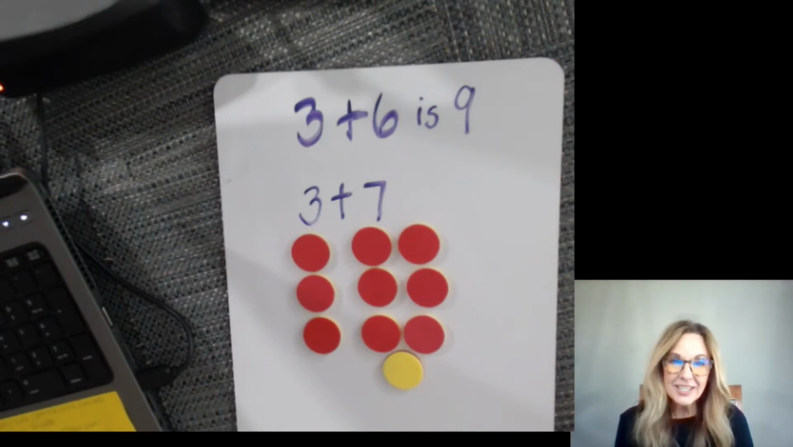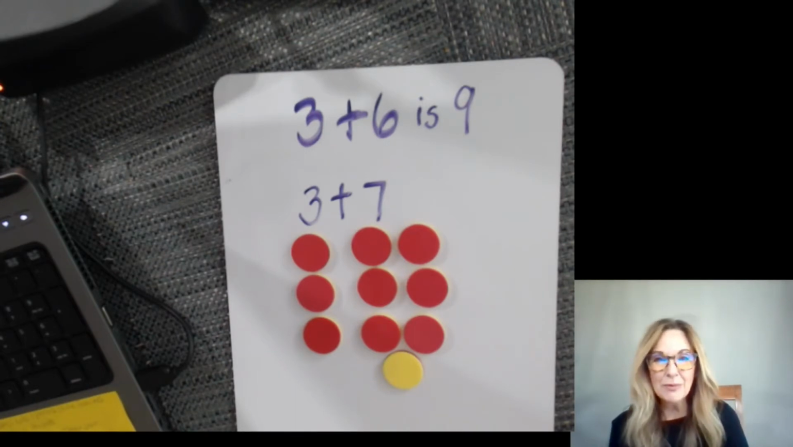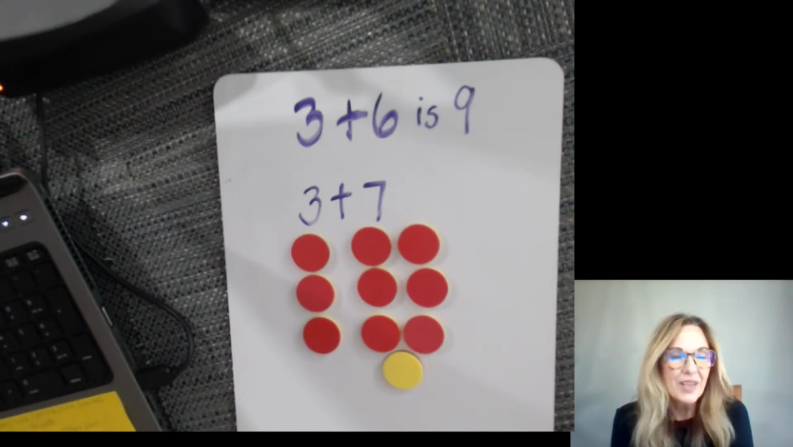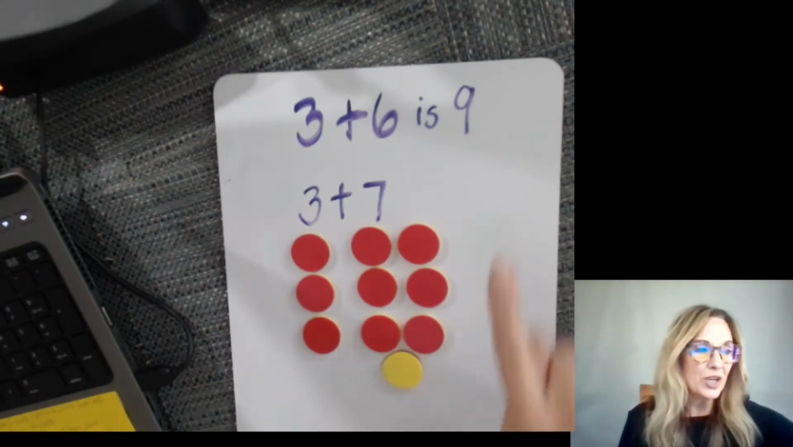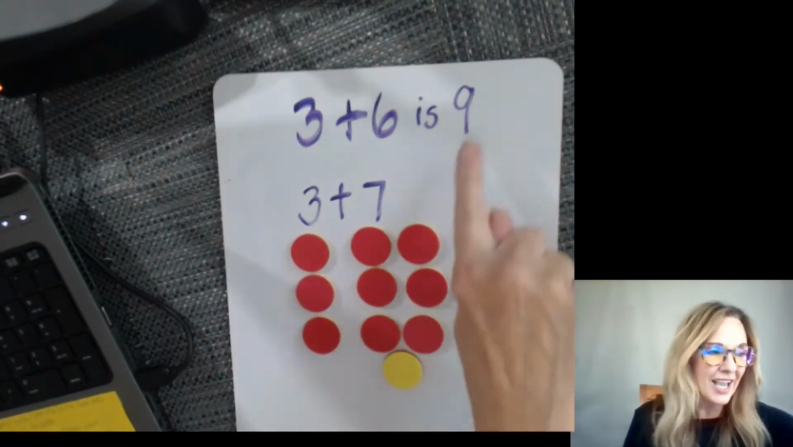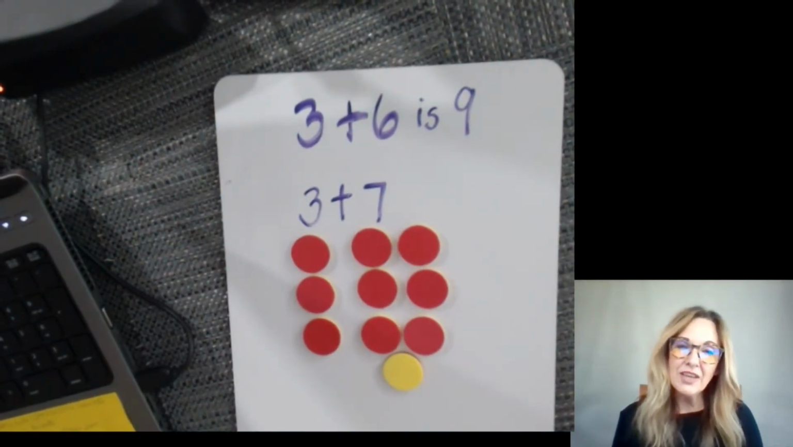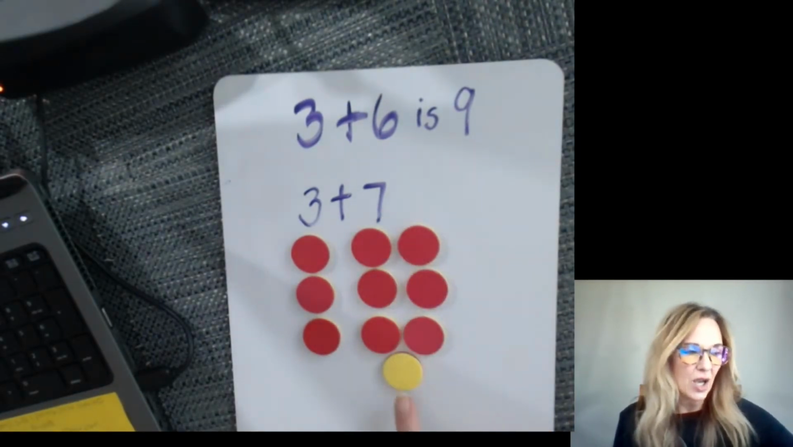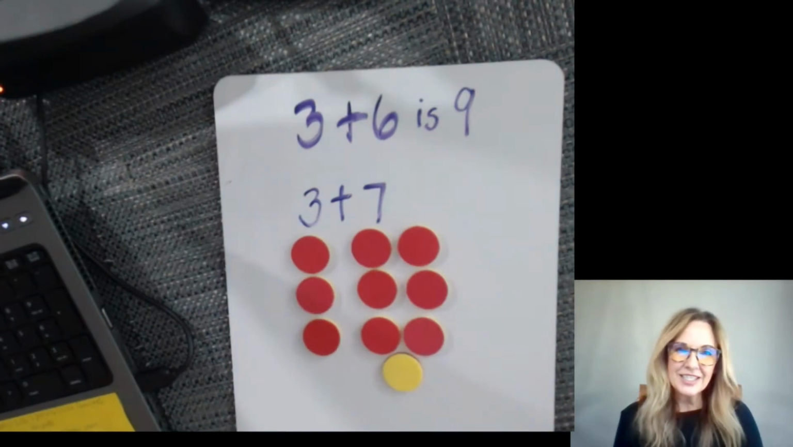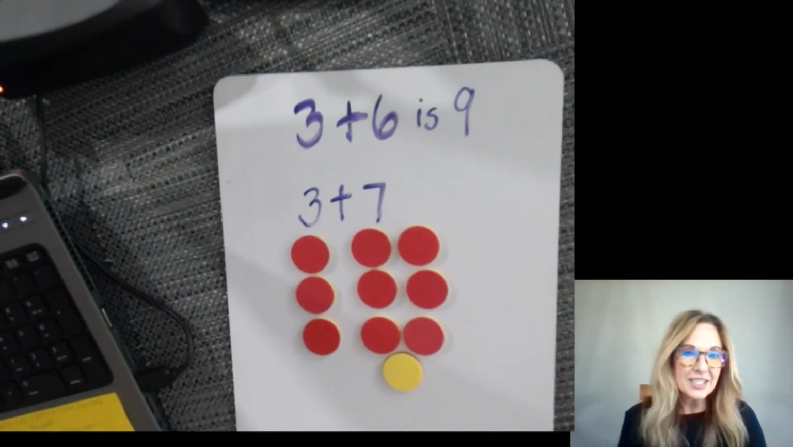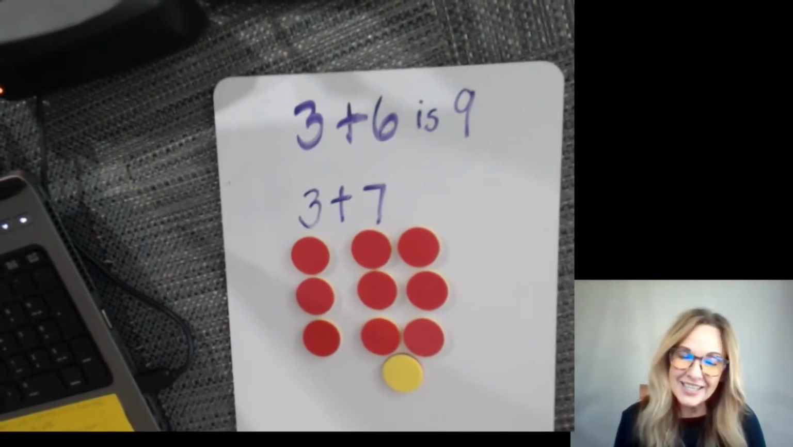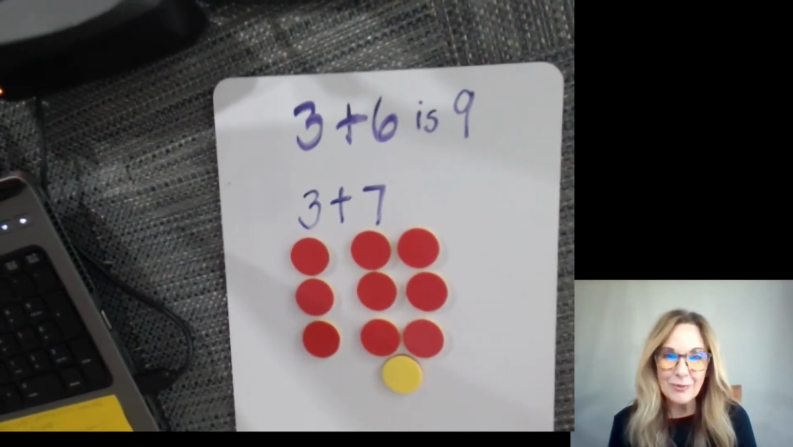So how could we figure out how many we have in all? Yes, we can use our counting on strategy and we can count on to find how many we have, 3 and 7. Is there another way? I'm hearing someone say we can use what we know about 3 and 6 is 9 to get at 3 and 7. How can we do that? Yes, 7 is one more than 6. So if 3 and 6 is 9, then 3 and 7 is 10. Yes, it's a way to make a group of 10.